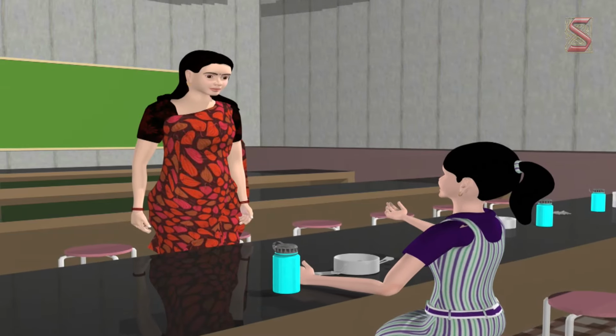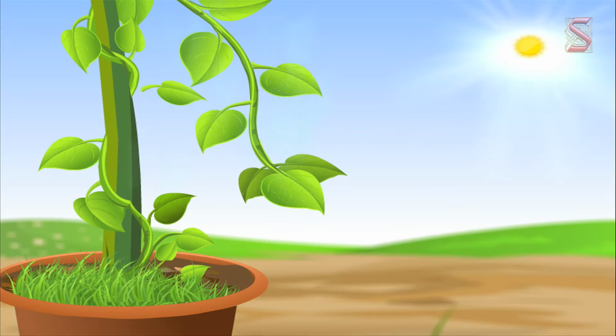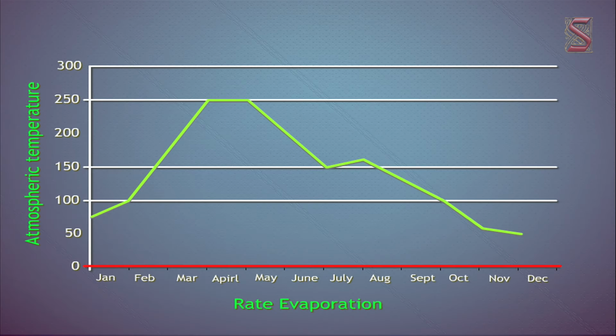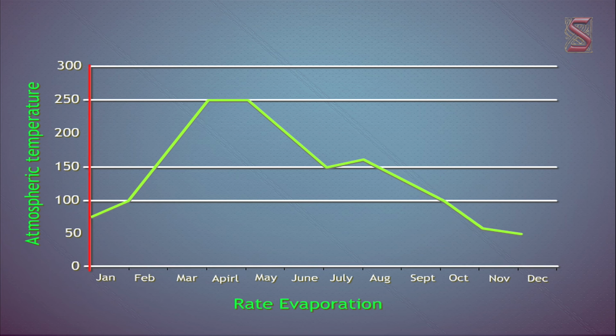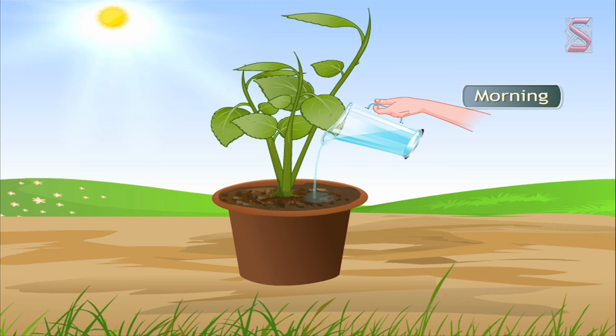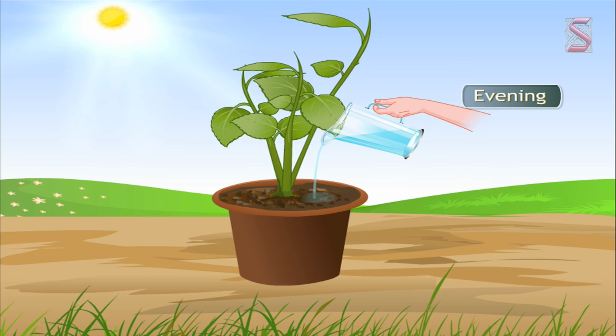What happens to the rest of water? The rest of water evaporates from the leaf. Look at this graph. The rate of evaporation of water is dependent on the atmospheric temperature. Maximum evaporation takes place during the summer and comes down as the temperature cools during rainy and winter season. Oh, yes! And that is the reason we water plants twice during summer and once in rainy and winter seasons.